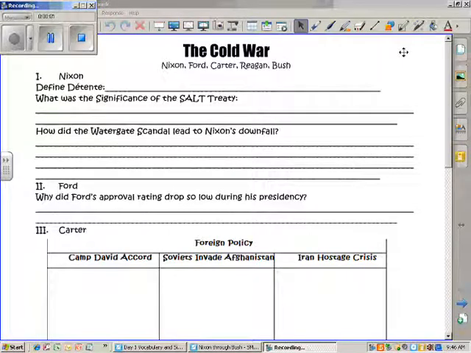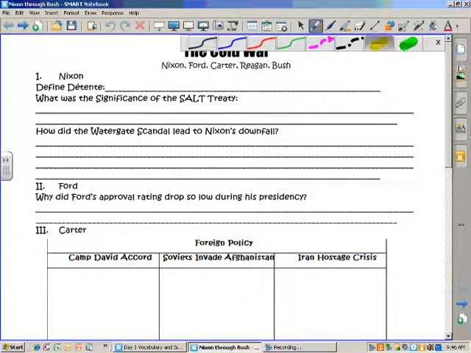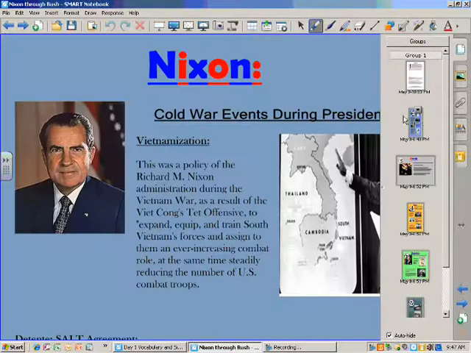Welcome to our final online lesson for the Cold War. Today we're going to be looking at the Cold War during the presidencies of Nixon, Ford, Carter, Reagan, and Bush. We're kind of lumping them all together today, and we're going to be hitting on the high points of each one. Let's get started. So we'll be focusing primarily on the major domestic and foreign events that occurred during each president's reign. So let's go ahead and start with President Nixon.